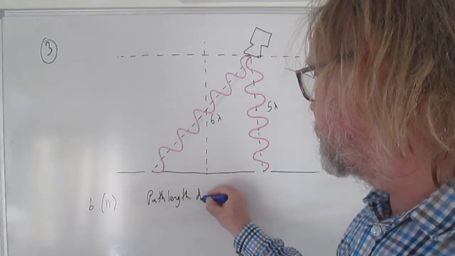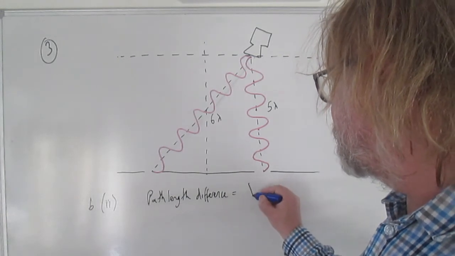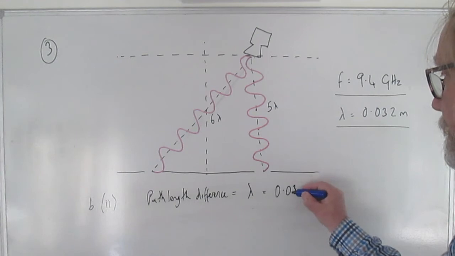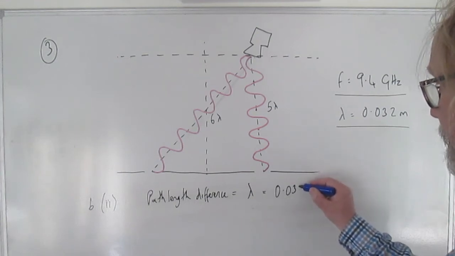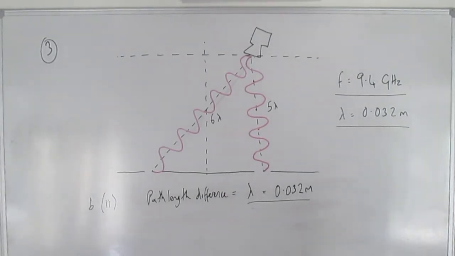So the path length difference is just equal to one wavelength, which is 0.032 meters, or 0.0319 if you use the unrounded number. So the same answer you had for the previous part.